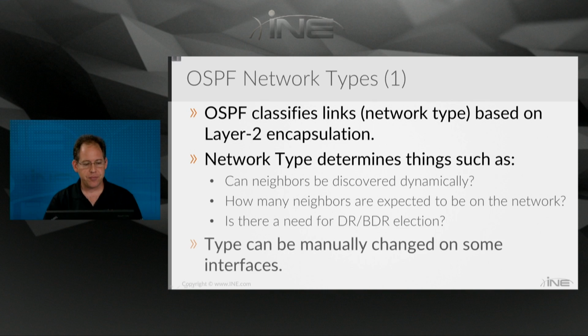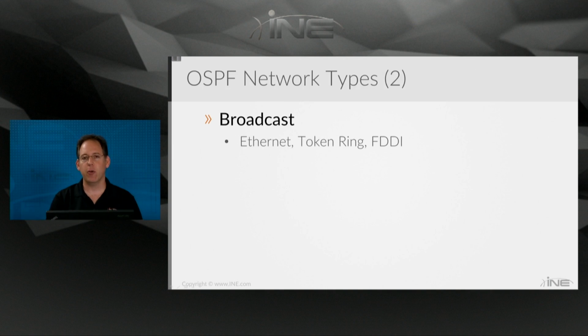So let's take a look at what these link types are. And by the way, there is actually an OSPF interface command that you do on your interface where you can manually tell it what the network type is. But by default, it will look at whatever your encapsulation type is, Ethernet, HDLC, PPP, and it will dynamically derive the link type based on what it sees there.